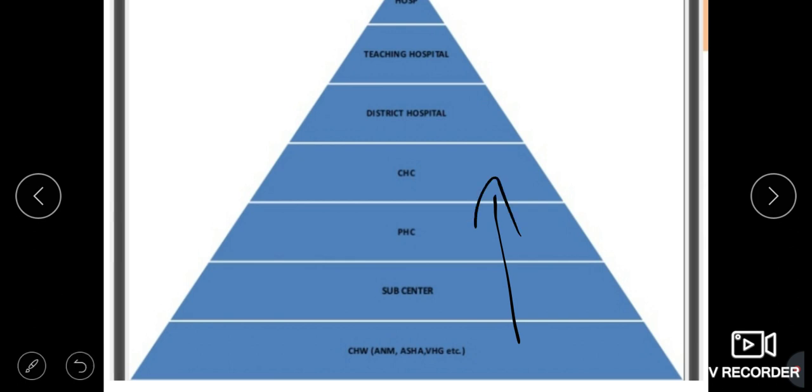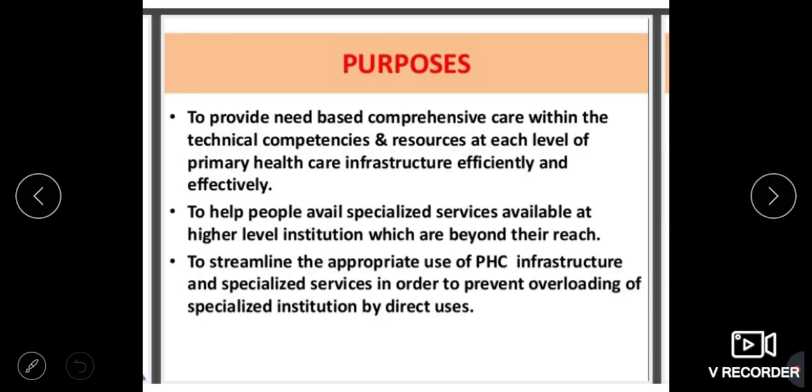This will go like this, right? Subcenter, PHC, CHC, district hospital, teaching hospital, and higher centers. Then what is the purpose? First one is to provide need-based comprehensive care within the technical competency and resources at each level, with primary healthcare infrastructure functioning efficiently and effectively.